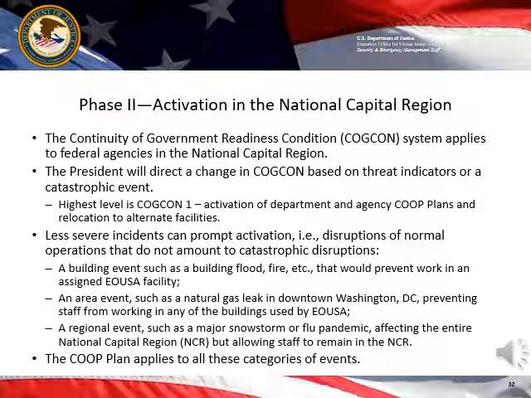The President will direct any changes in continuity of government readiness condition based on threat indicators or a catastrophic event. At Continuity of Government Readiness Condition 1, which is the highest level, activation of department and agency COOP plans and relocation to alternate facilities is mandatory. Less severe events can also require activation of the COOP plan. The Director, EOUSA, will make an activation decision based on the situation.